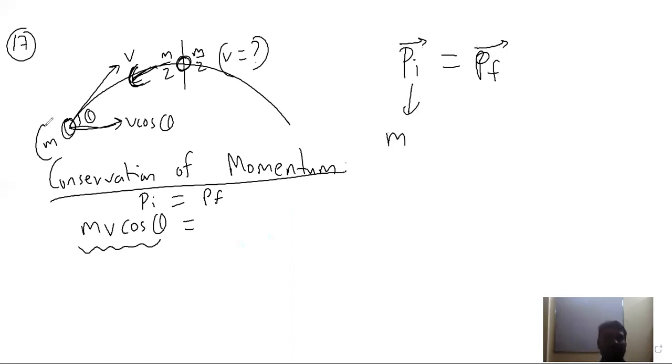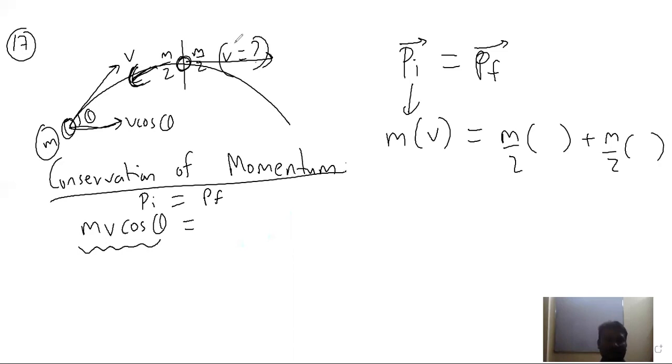Initial momentum is the mass into velocity v. This equals the final momentum, which is m by 2 into its velocity plus m by 2 into its velocity. One part has a velocity v dash, and the other has a velocity v. In this case, the horizontal component will be v cos theta, because the horizontal component of velocity does not change. So the m by 2 particle will have velocity v cos theta, but in the opposite direction, so this will be minus v cos theta.